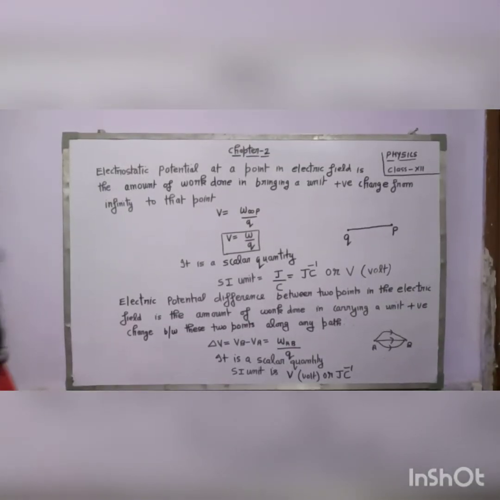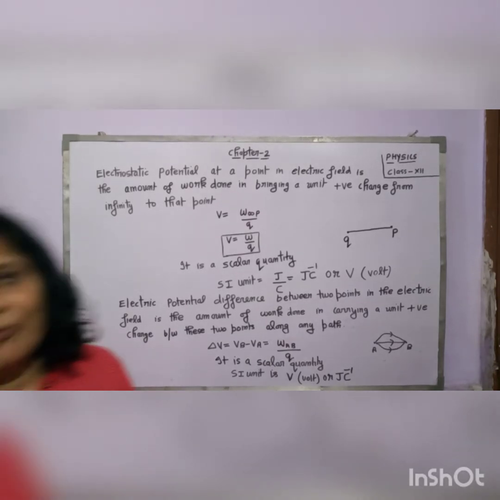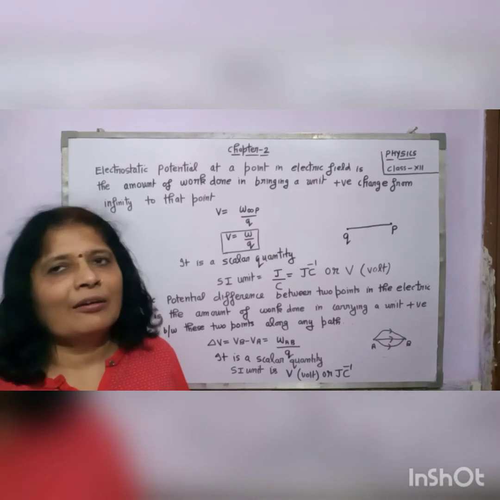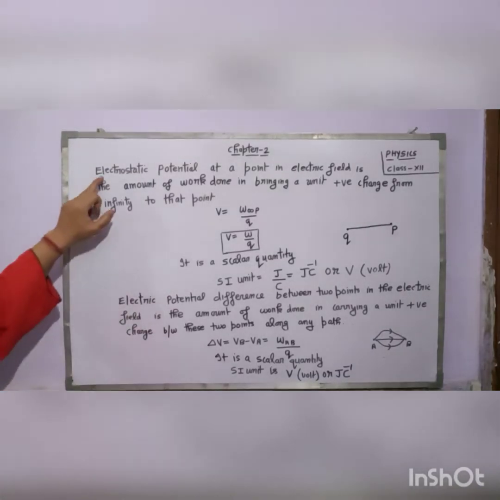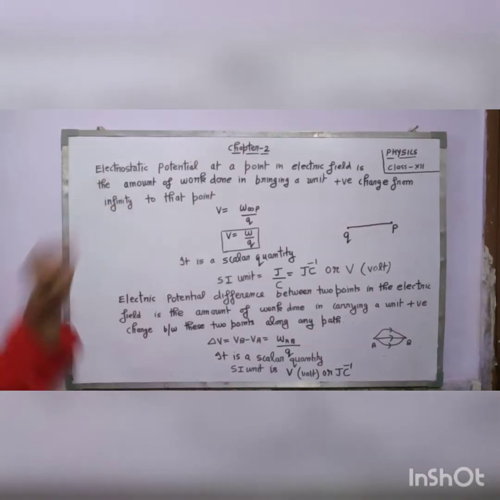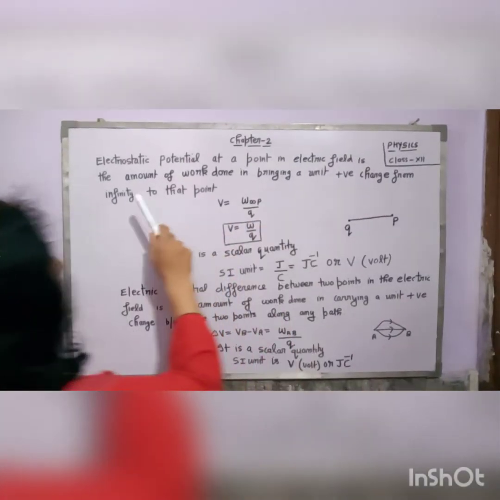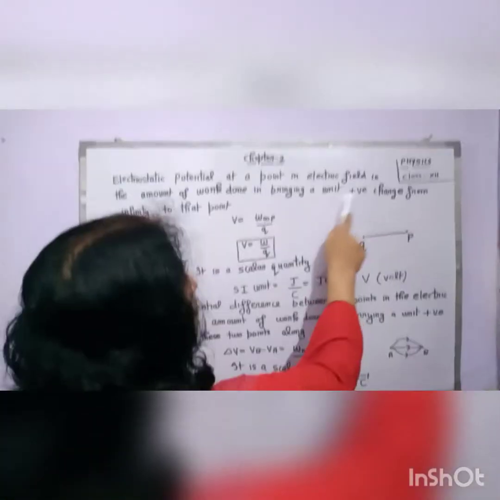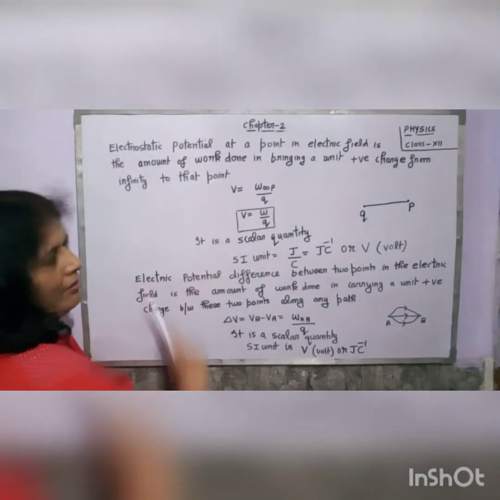Today I am starting the second chapter of NCERT. The first topic of this chapter is electrostatic potential. This topic you have learned in your 10th class also. I am repeating again. Electrostatic potential at a point in an electric field is the amount of work done in bringing a unit positive charge from infinity to that point.